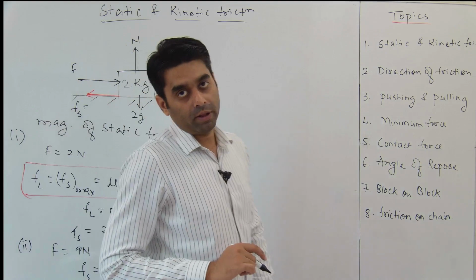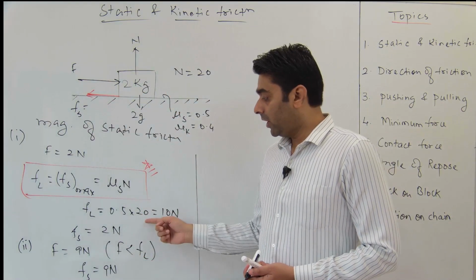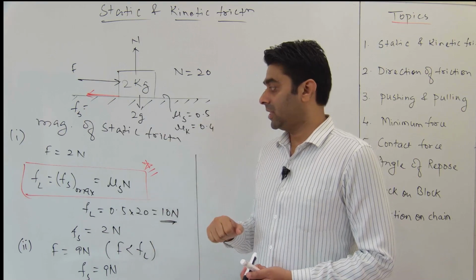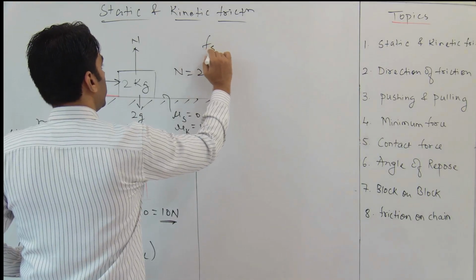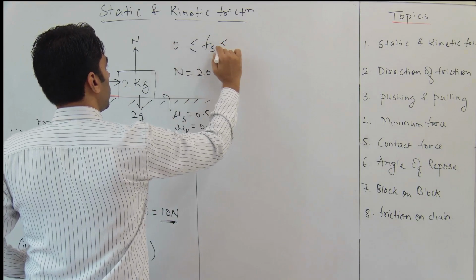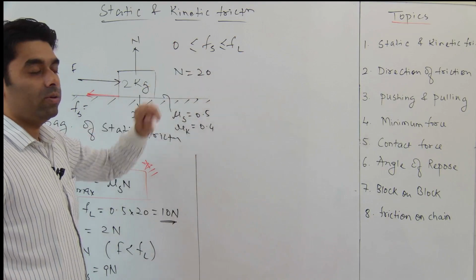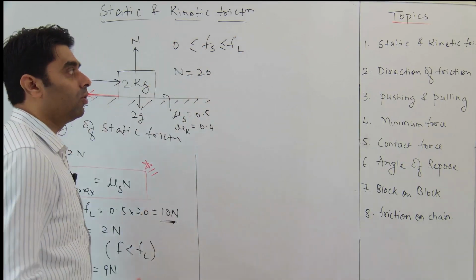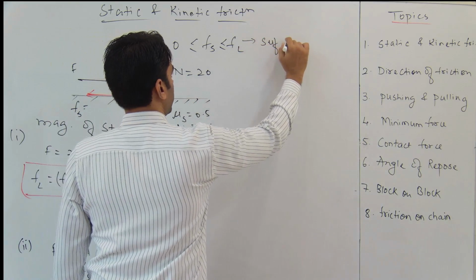Now, you notice one thing over here: how static friction is changing its value. According to the requirement, static friction changes its value. We say static friction value ranges between 0 and limiting friction, and therefore static friction is also termed a self-adjusting force.